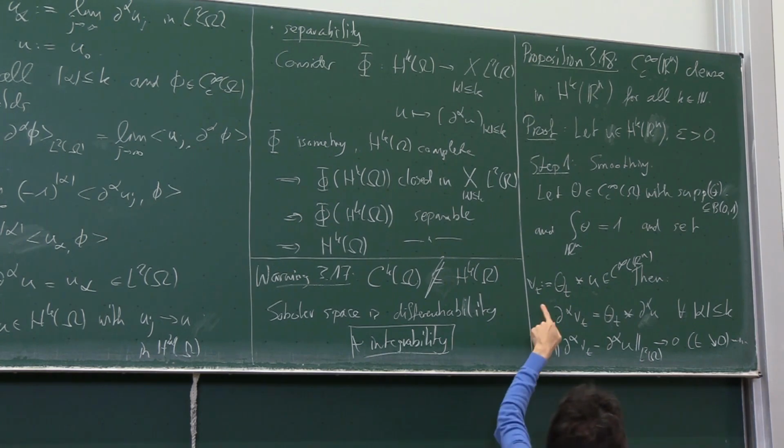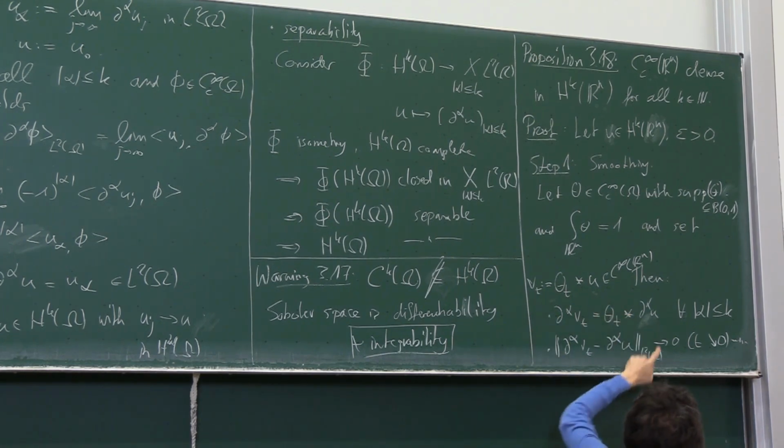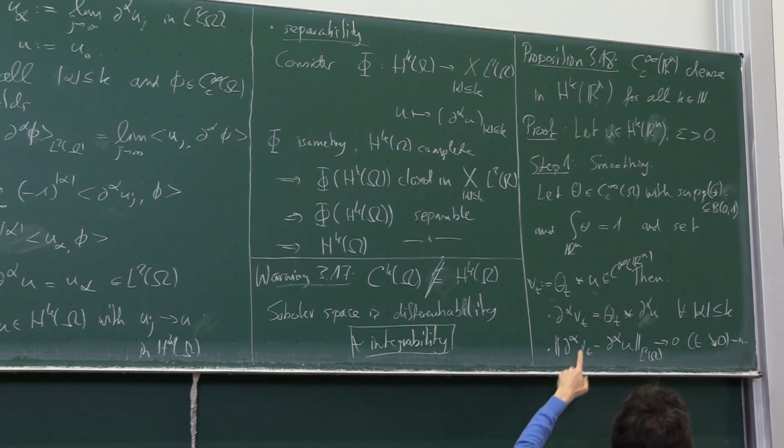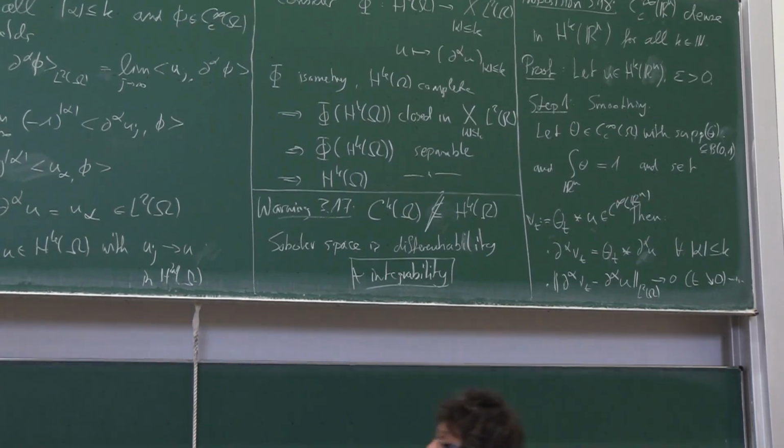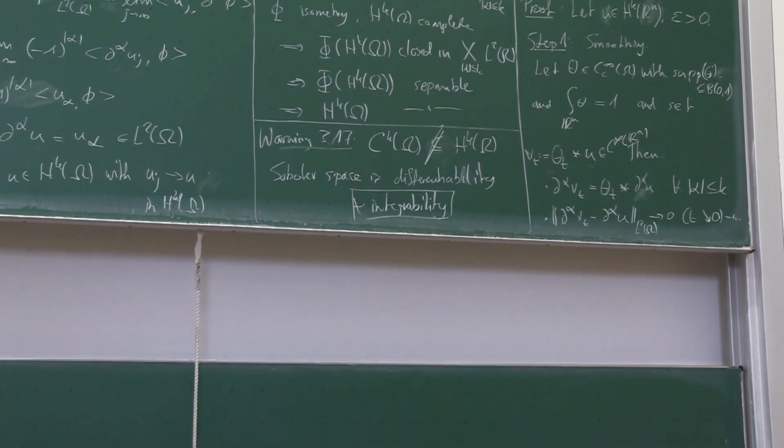So this is an HK function, C infinity and HK, and all these derivatives go to 0, so tend to d alpha u. So if you take t0 small enough, you will get a C infinity function in HK that is arbitrarily close to d alpha u. And that was what we want to have for smoothing.